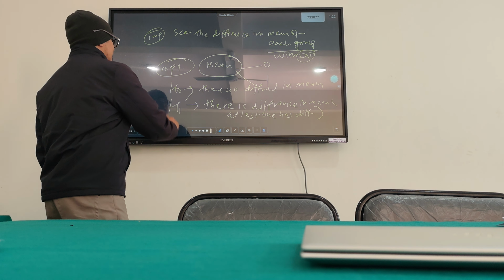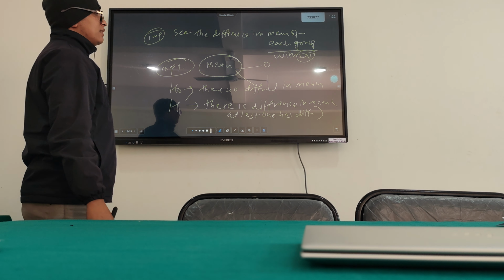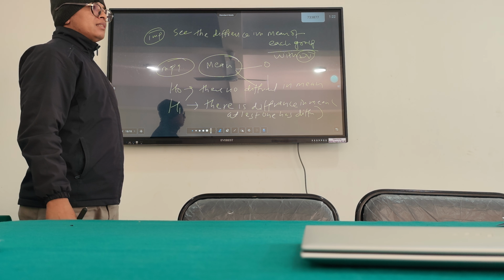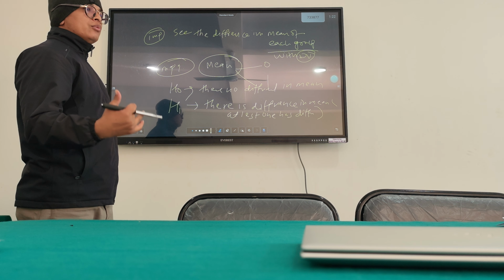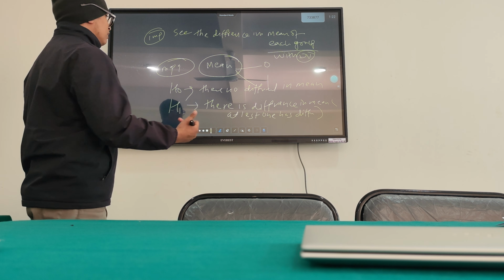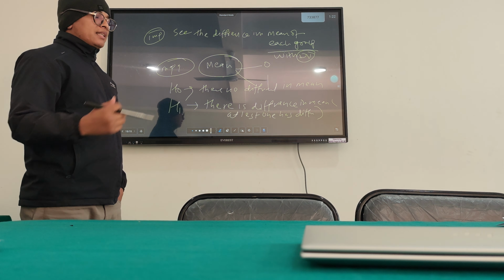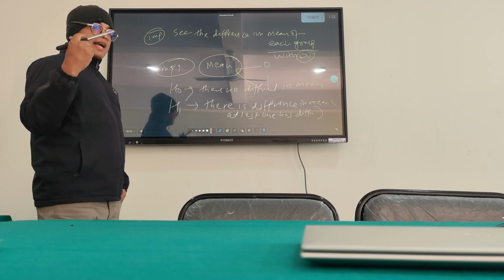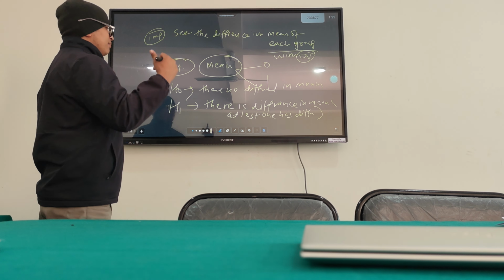If we have the hypothesis that there is no difference in mean, I mean to say there is no difference in mileage whichever gear is used. If we say the alternative hypothesis, there is definitely a difference as per the gear. There is a difference in mean.